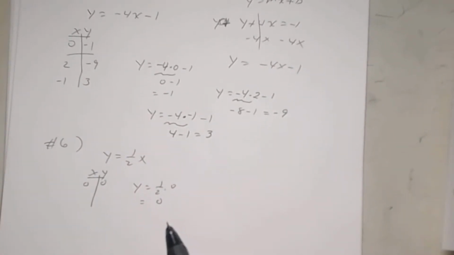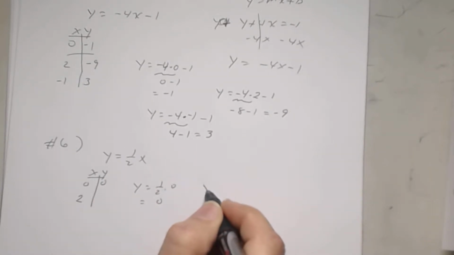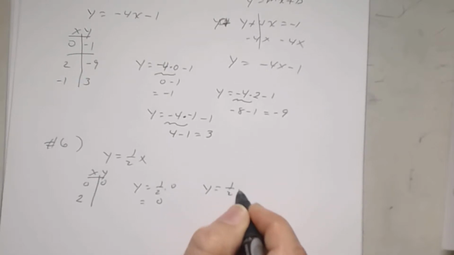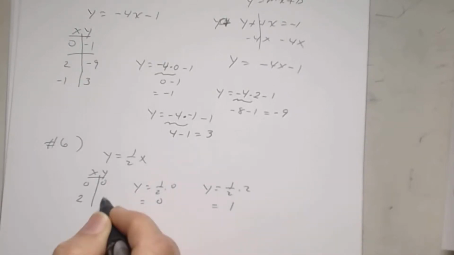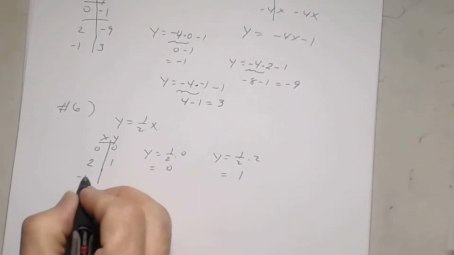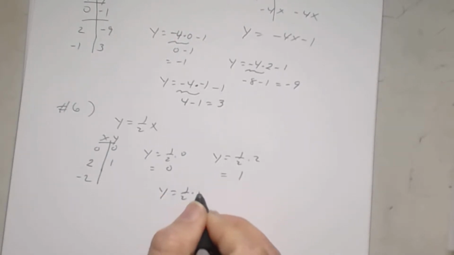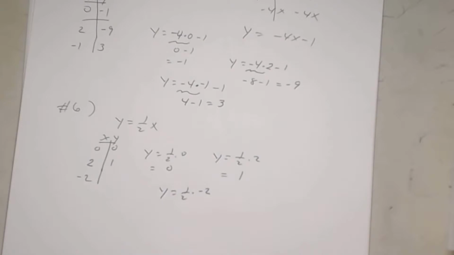Give me another number for x. Pick a nice number. 2. Numbers divisible by 2. So when x is 2, what's y equal 1/2 times 2? 1. Give me one more number for x. Negative 2. Okay. When x is negative 2, I get y equals 1/2 times negative 2. What's 1/2 times negative 2? Y'all agree? Okay.